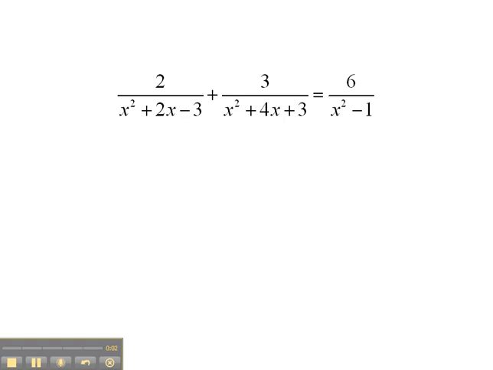Alright, in this example we're going to have to factor everything completely before we can even start looking to find what the common denominator here would be. So looking at our first term, this will factor into x times x plus 3 minus 1. Our second term will break up into x times x plus 3 plus 1.